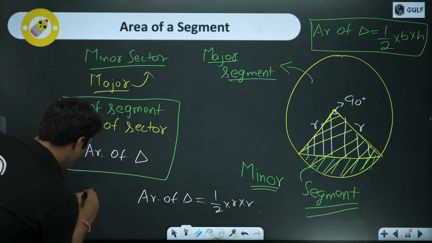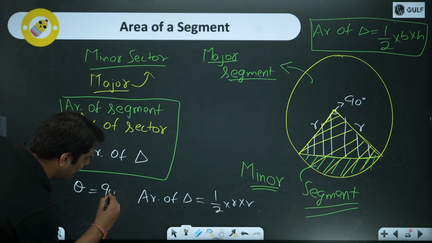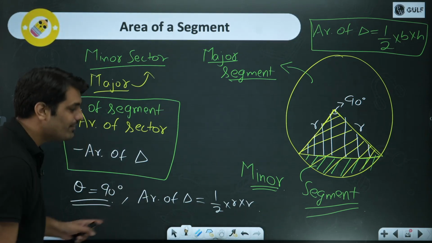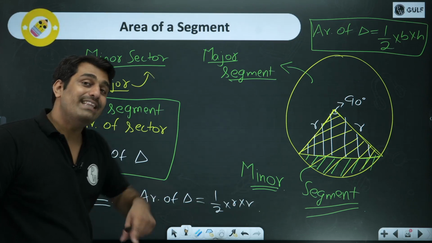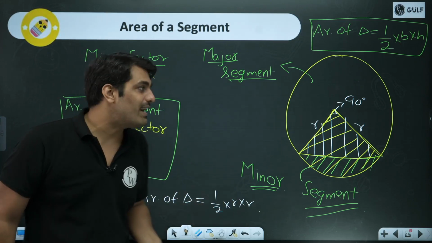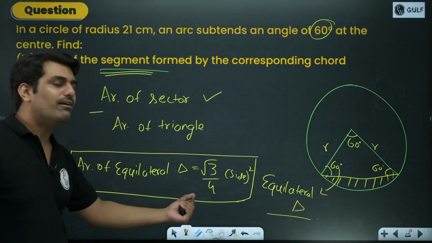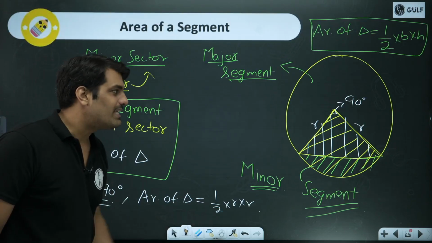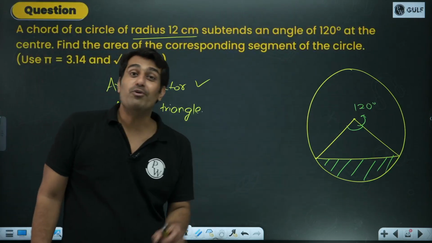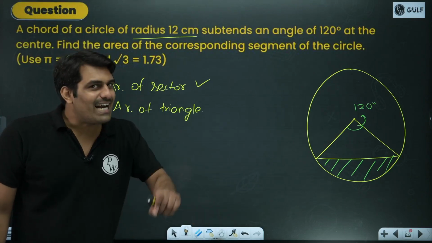This will happen when theta is equal to 90 degrees. When theta is 60 degrees, I told you, it is the area of an equilateral triangle, the previous case. For 90 degrees, this will be the case. And now we are at the point where we have 120 degrees, the third case.